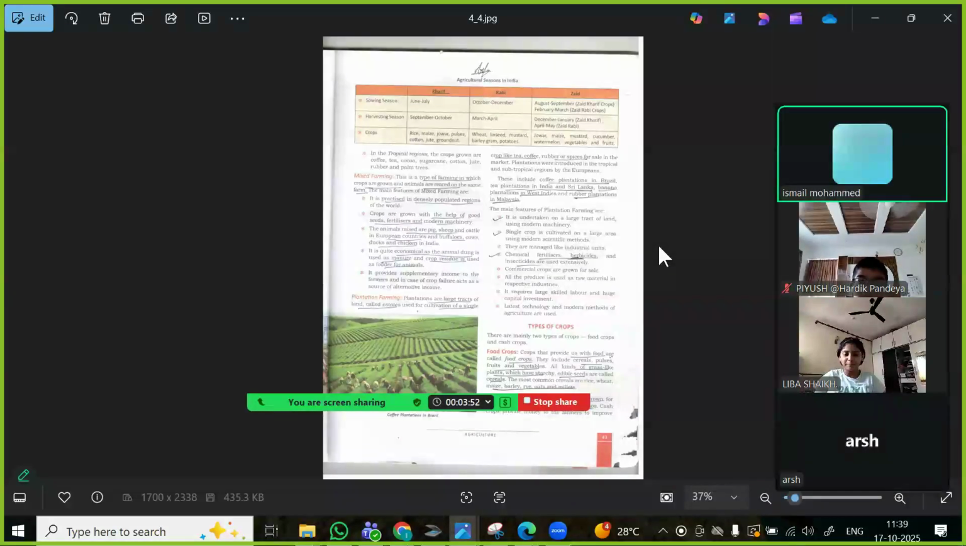Good. In commercial farming, you have commercial grain farming, mixed farming, and plantation farming. Then you have extensive farming, and then subsistence farming. In subsistence, again, you have intensive subsistence and shifting farming. So you need to know and remember all those different kinds of farming. Now we will see the food crops.